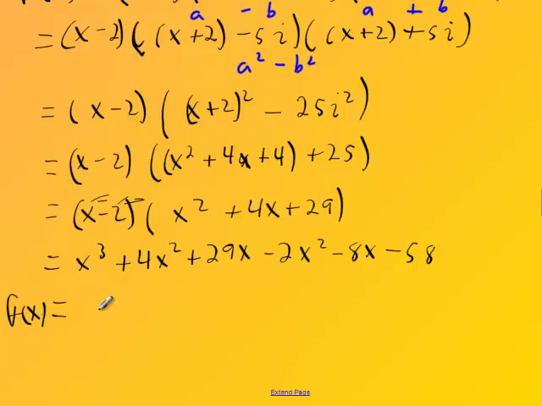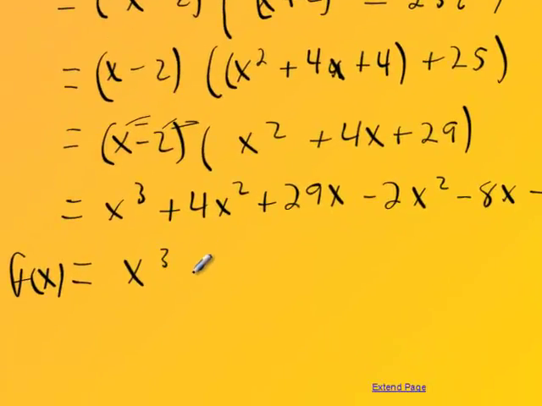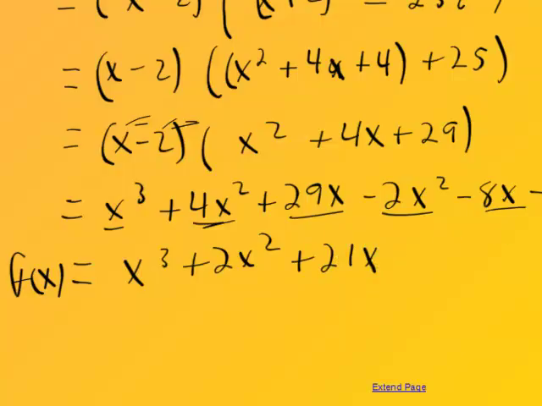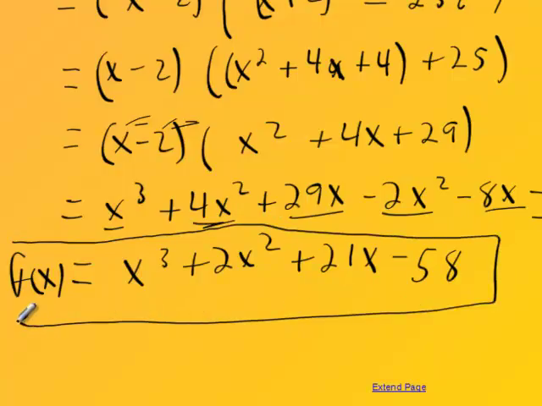So f of x is equal to x cubed. So we have 1x cubed, and then we have a couple x squareds. So plus 2x squared. And then we have a couple x's here. So plus 21x. And then finally minus 58. So minus 58. And that will be our polynomial given those specific zeros. And that's all there is to it. So that's applying the fundamental theorem of algebra, and I will see you on the flip side.